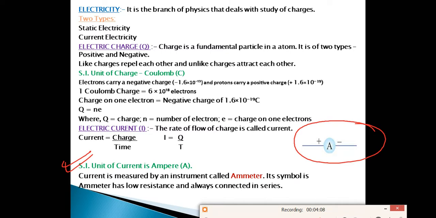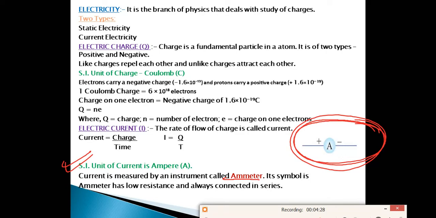For measuring the purity of a substance we have a different thing. For measuring pressure we have a different instrument. In the same way, for measuring current we have an instrument called ammeter, A-M-M-E-T-E-R. This is the symbol of ammeter, capital A with plus and minus sign.